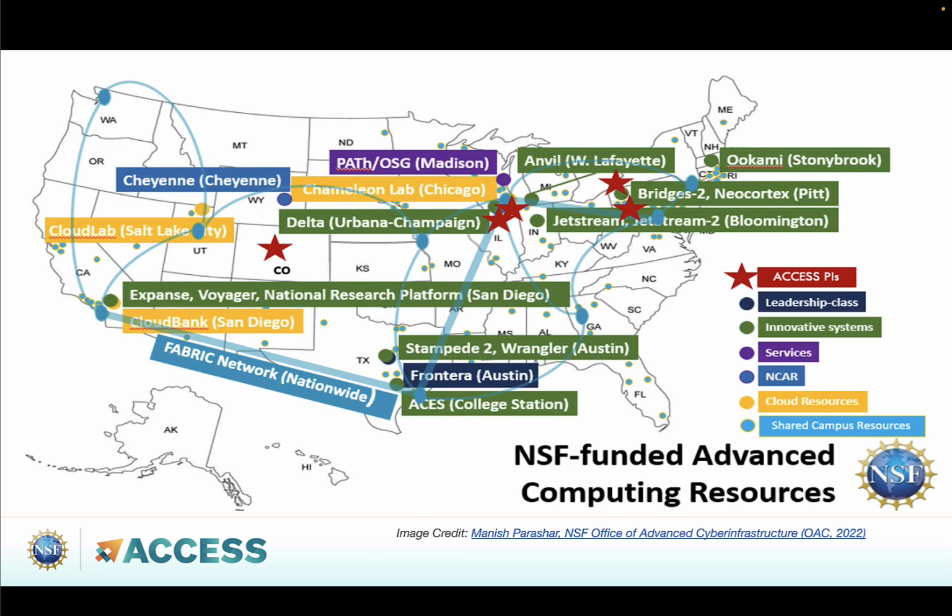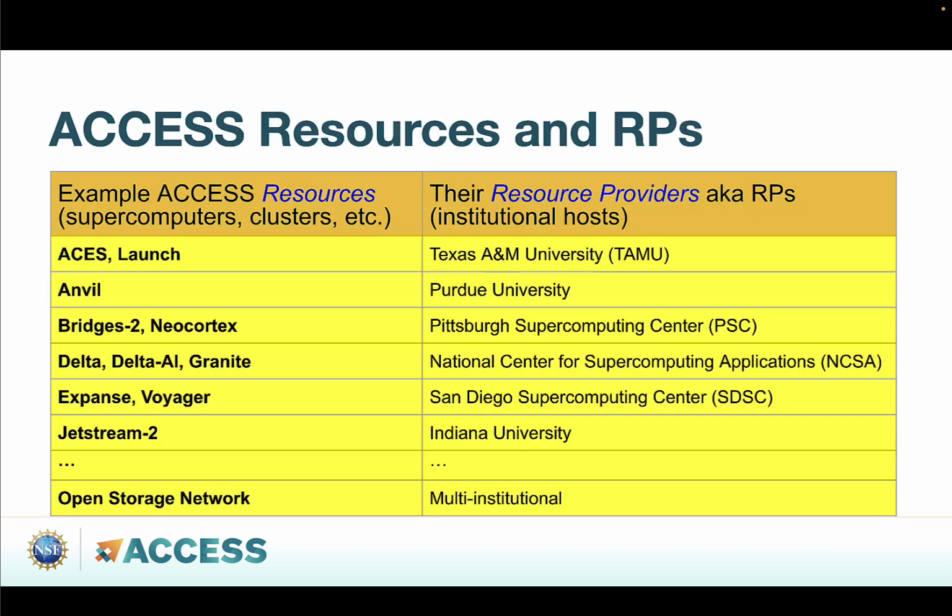This map is slightly dated, but it illustrates how the U.S. national cyber infrastructure systems are spread across the country. Access provides a centralized interface to these systems. For this playlist, the word resources means computing systems available via Access. The institutional homes of those systems are called resource providers.